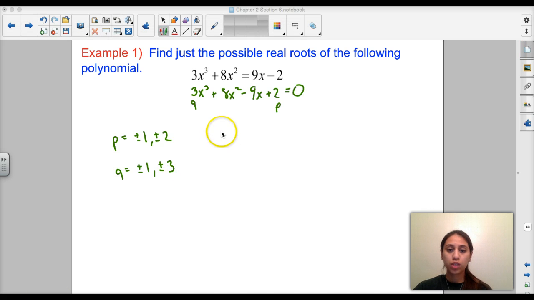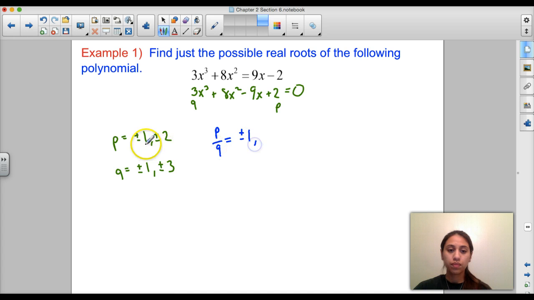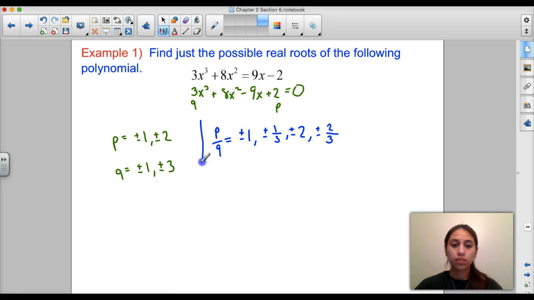So again, to find our possible roots, we'll do P divided by Q. This just means 1 divided by 1 is 1. 1 divided by 3 is 1/3. 2 divided by 1 is 2. And 2 divided by 3 is 2/3. Okay, so these are all of our possible real roots. Not the actual roots, but possible roots.